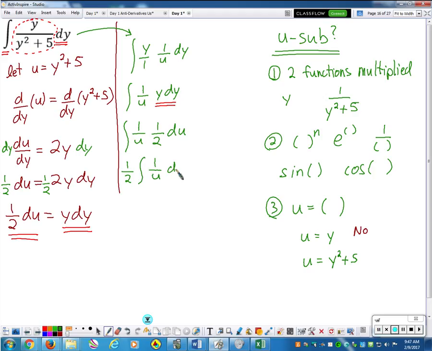The overall purpose of a u substitution is to start with an antiderivative expression for which there is no formula, and then do 2 substitutions, to get an antiderivative expression for which there is a formula. We've done it. What's the formula for 1 over u? Kelsey?